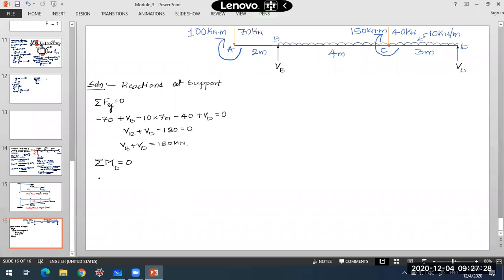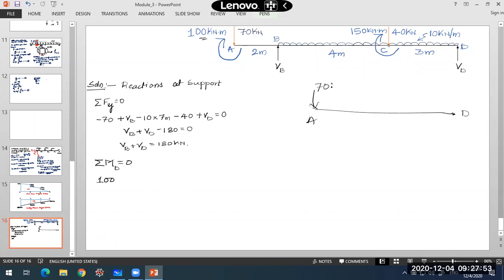Okay, couple. So this is 100 kilonewton meter. This one, because of this one. Okay, and because of 70, what will be the moment about point D? This 70 kilonewton force will have an anti-clockwise moment about point D. Here the 70 kilonewton force is applied. I'm taking the moment of that 70 kilonewton force, which is applied at this end A.